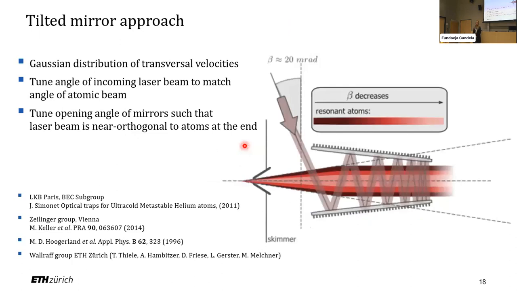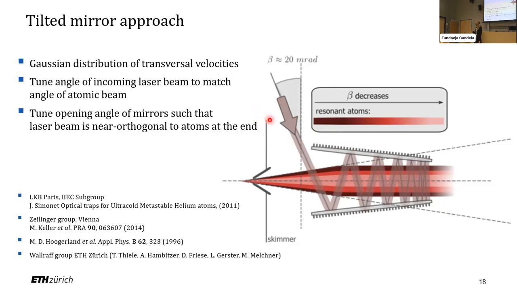Okay, so now about the laser cooling, we use a so-called tilted mirror approach, which I will explain here. We assume that our atoms, before entering the laser cooling section, have a Gaussian distribution of velocities. In this approach, we use a set of mirrors that retro-reflects the laser beam. Upon each retroreflection, the angle of incidence of the laser beam with the atomic beam changes. This means that we are now resonant with a different velocity class of our atomic beam.